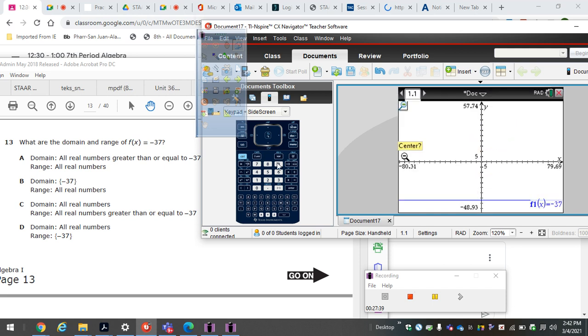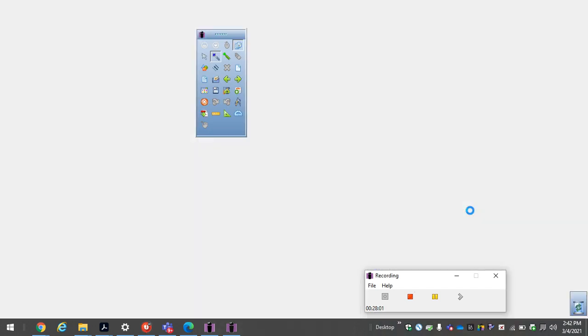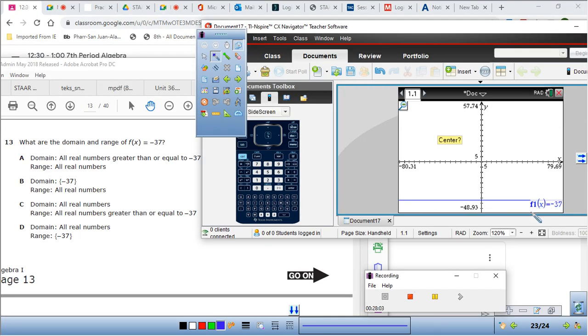Okay, so it's basically a line that goes right and left at where y is equal to negative 37. Remember, this is your y. So it's basically going right and left at negative 37, and that's it. So domain, all real numbers. Domain is your x values. All real numbers that go right and left, right?